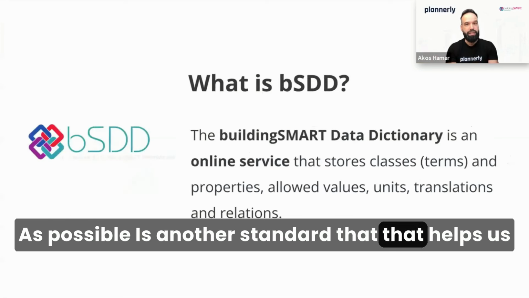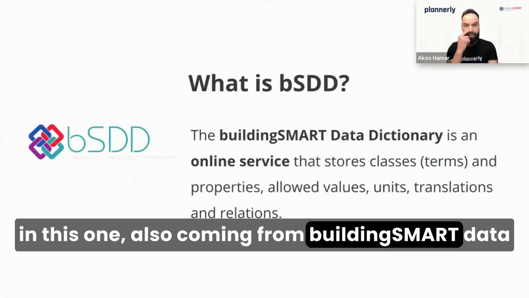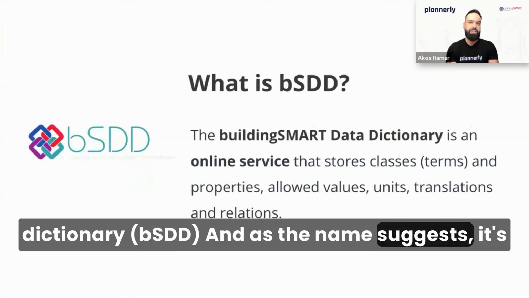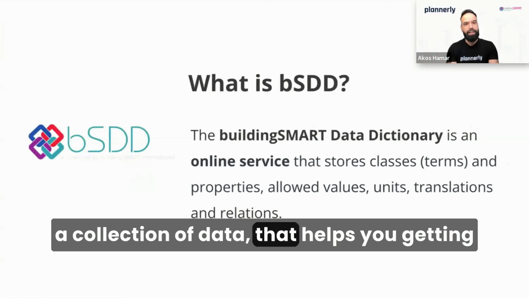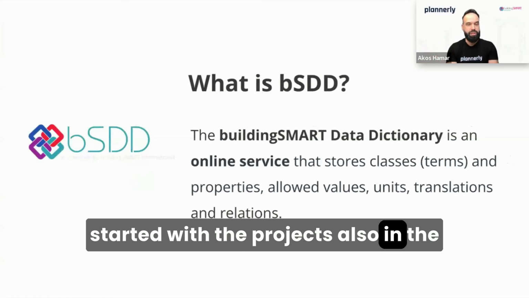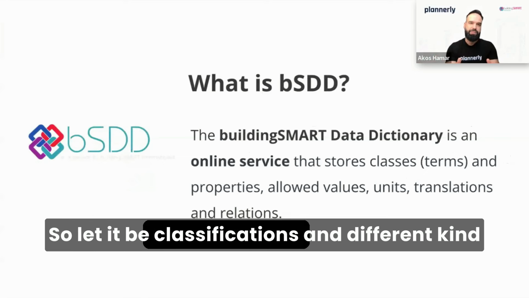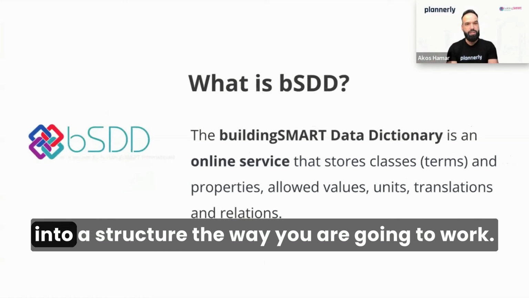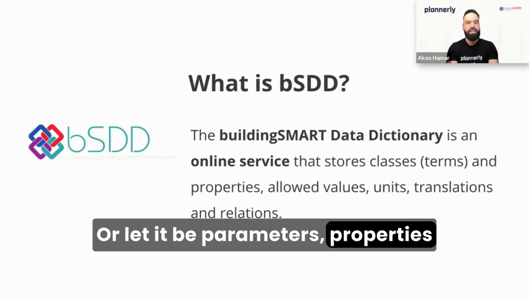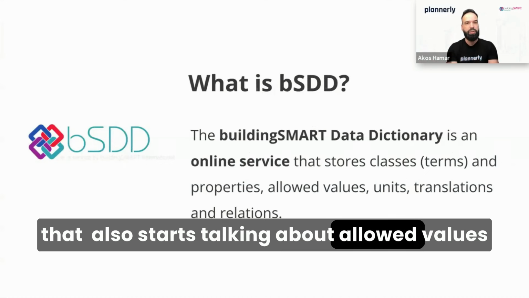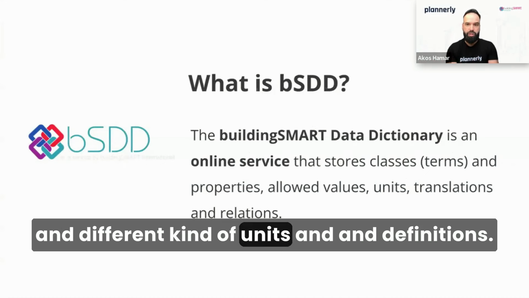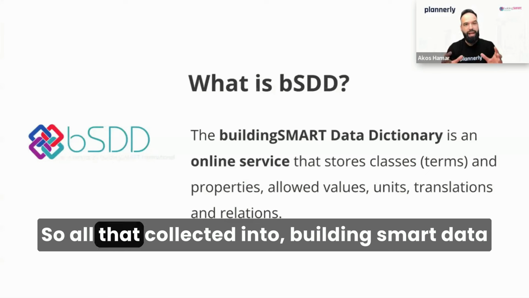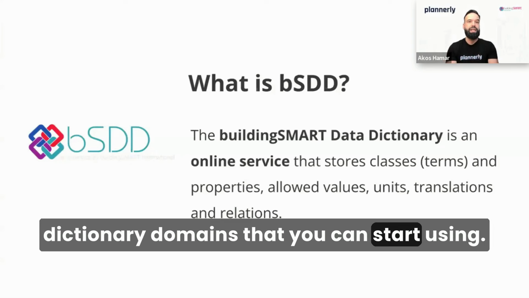There is another standard that helps us in this one, also coming from buildingSMART, the data dictionary. And as the name suggests, it's a collection of data that helps you getting started with the projects, also in a standardized way. So let it be classifications and different kind of structures where you can put your requirements into structure the way you are going to work, or let it be parameters, properties that also starts talking about allowed values and different kind of units and definitions. So all that collected into buildingSMART data dictionary domains that you can start using.